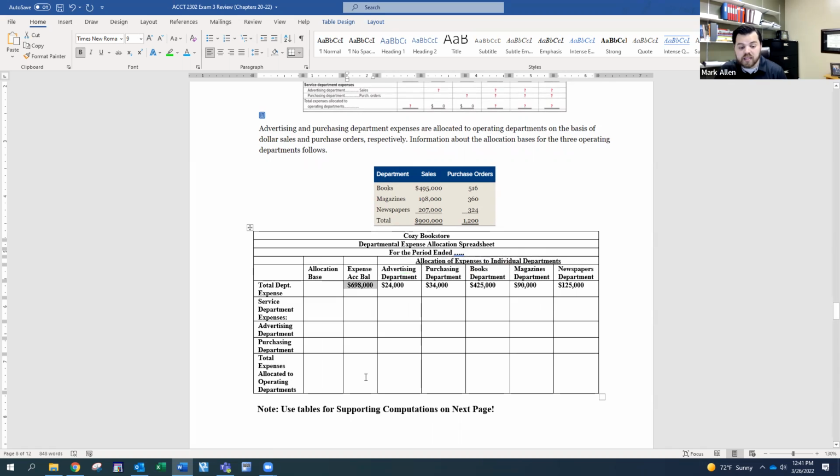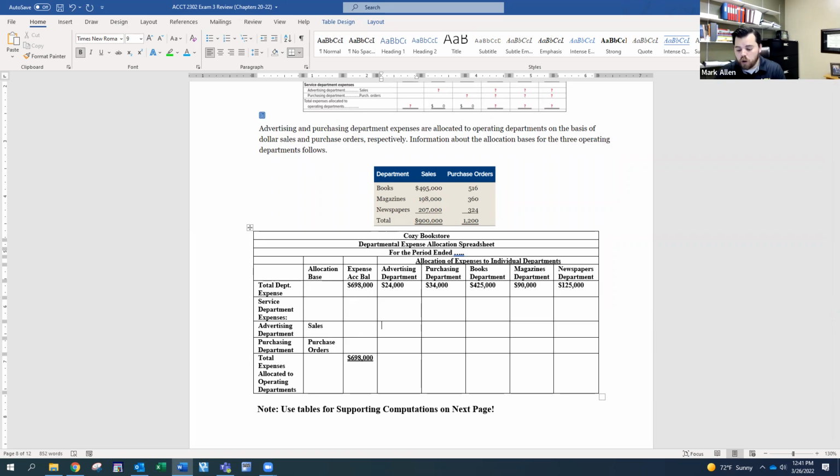It has to be the 698, because with that 698 we're still dealing with the same information. We're just partitioning it out differently. So what we're also going to find is that my advertising department depends on the basis of dollar sales, and purchase orders is our allocation base for the purchasing department. So for advertising, my allocation base is sales. For purchasing, it's purchase orders.